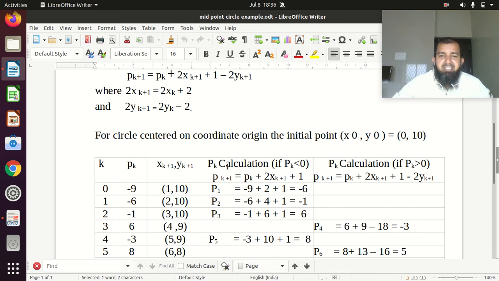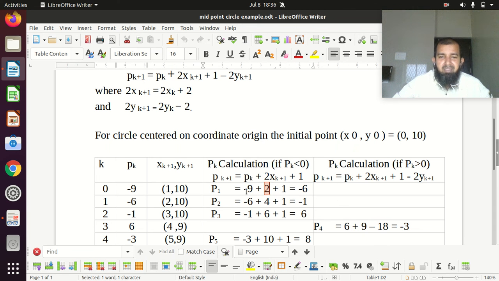And next decision parameter is what? Here pk is less than 0, so pk plus 1 is pk plus 2xk plus 1 plus 1. What is pk? Minus 9. What is 2xk plus 1? Meaning 2xk, xk value means x0 is 0, 2 into 0 is 0 plus 2, so 2xk plus 1 is 2. Then plus 1. If we calculate, minus 9 plus 3, that is minus 6. So minus 6 right here.